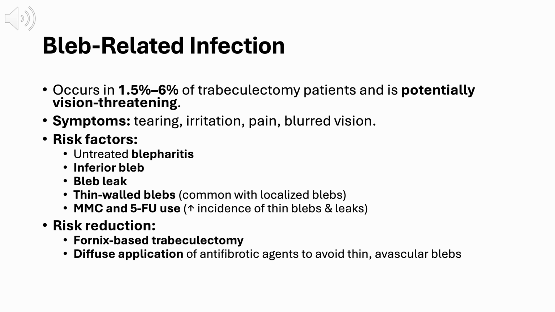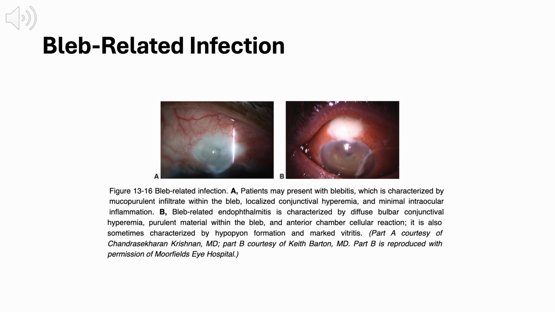A fornix-based trabeculectomy facilitates better healing and reduces bleb irregularities. And the diffuse application of antifibrotic agents helps avoid creating the thin, avascular blebs that carry the highest infection risk. These images highlight the spectrum of bleb infections.